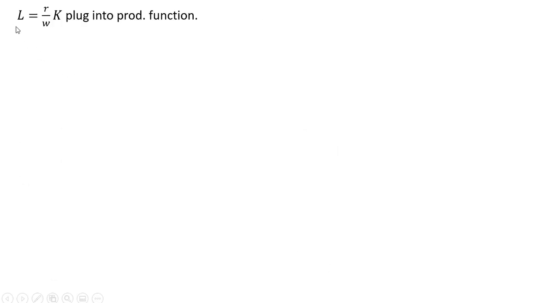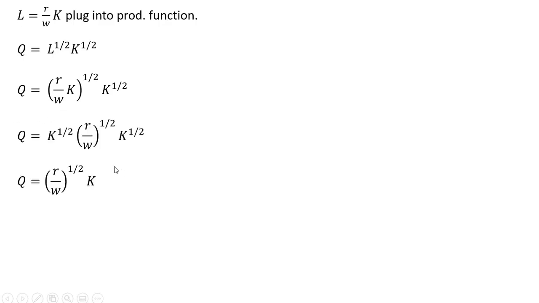And now we had that expression earlier, L equals R divided by W times K. Let's now plug that into the production function. Where we have L, we're going to replace it with this term up here. And now we're going to solve this for K. Simplifying the right-hand side, multiplying through by this reciprocal, and we get the conditional input demand for capital.